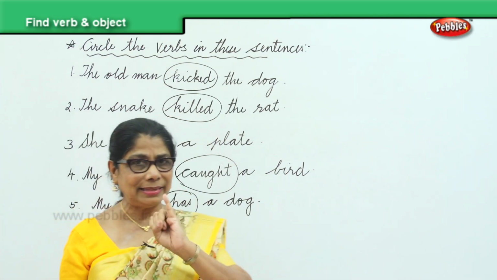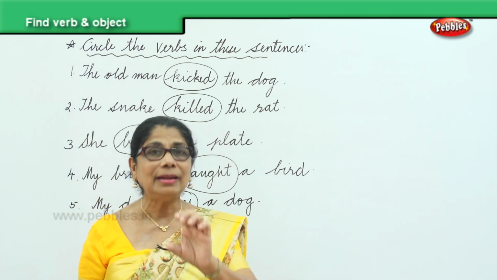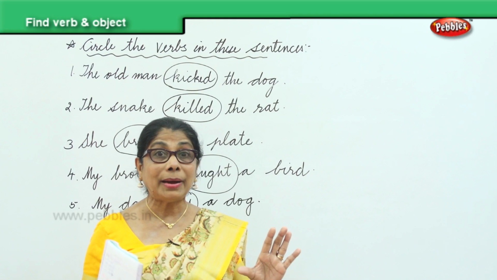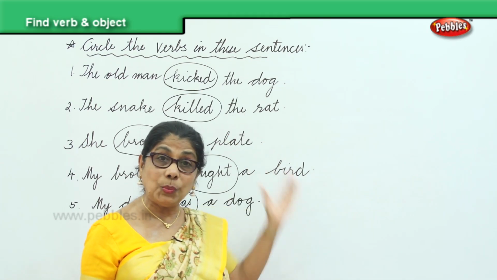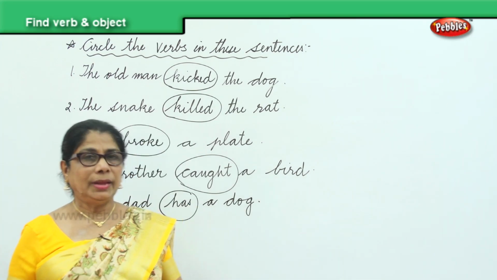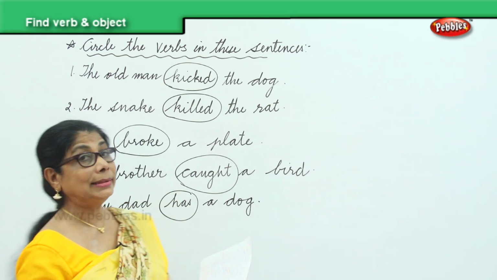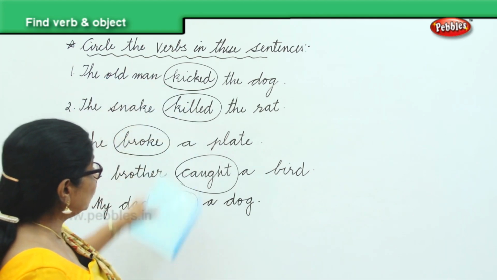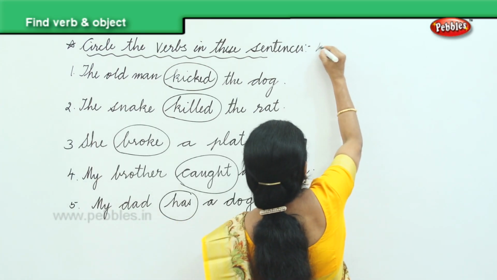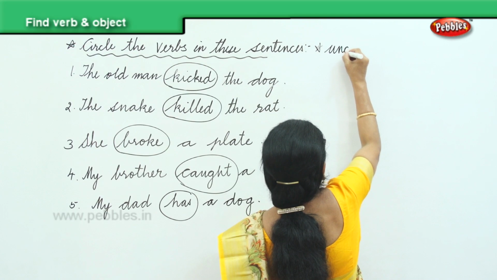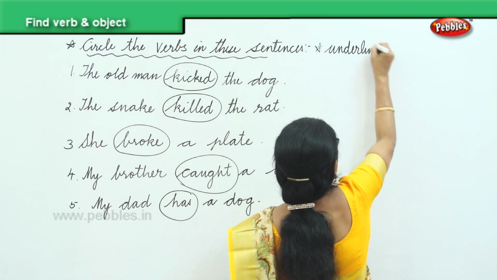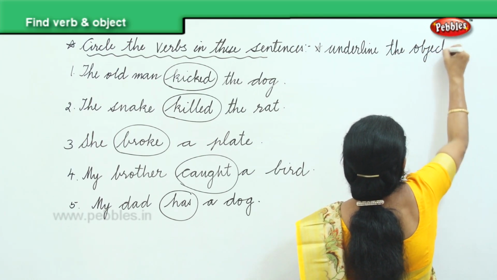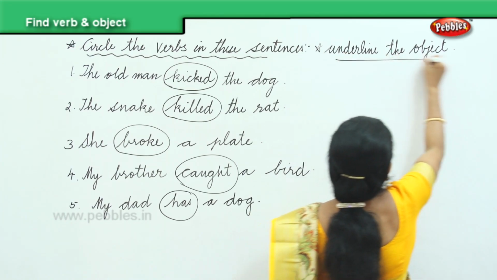In every sentence, there is a subject. There is an action done to the object. So you have an object, you have a verb, you have a subject. Three parts in a sentence. Learning to identify the verb is what we are done with now. Next, what we are going to do is underline the objects. Now you have circled the verbs. Next you can underline the object.